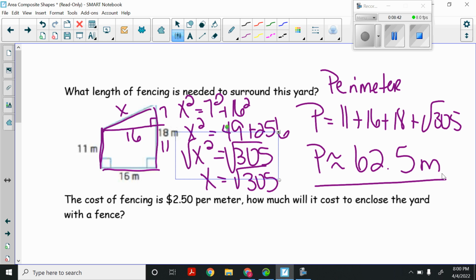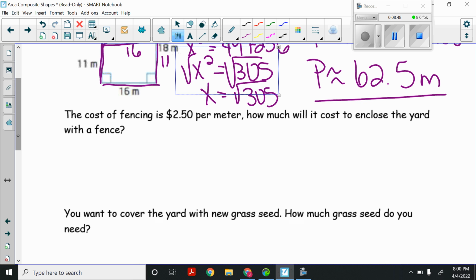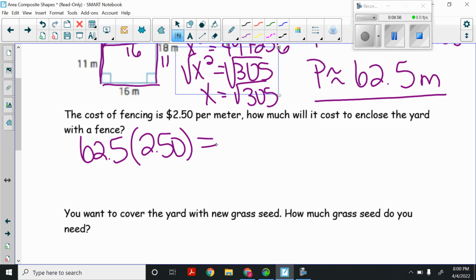It says the cost of fencing is $2.50 per meter. How much will it cost to enclose the yard with the fence? Well, I need 62.5 meters of fence. It costs $2.50 per meter. So I'm simply going to multiply those two together. So 62.5 times 2.50 gives me $156.25.